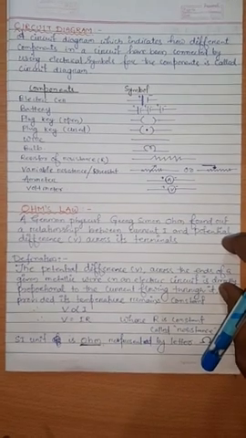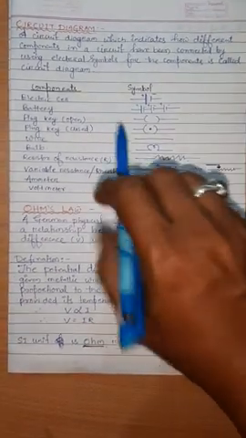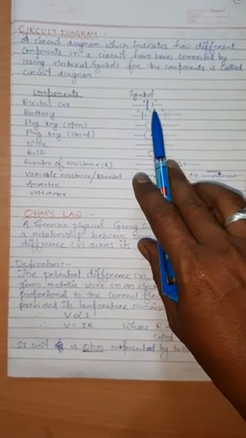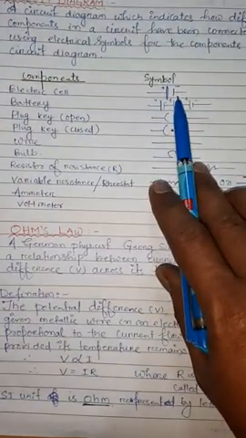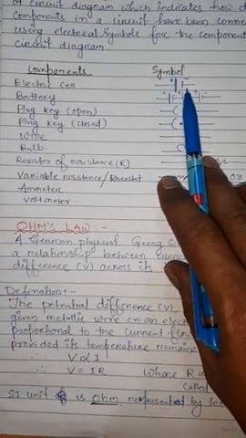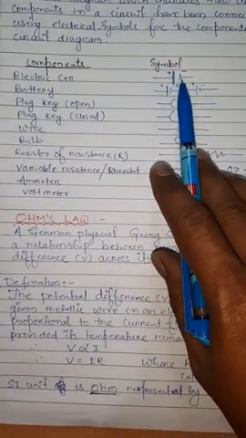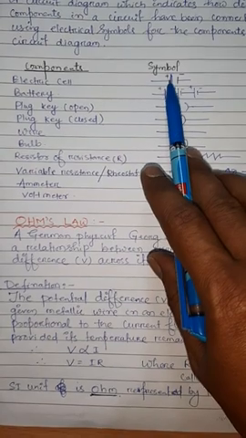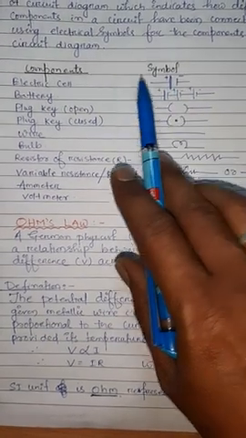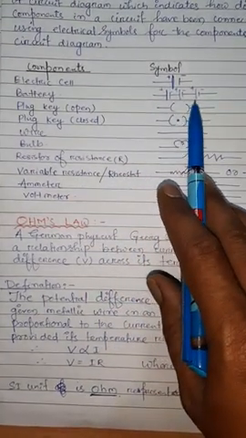So here you can see the electric cell. The electric cell is shown by this symbol. You can easily observe the symbol: a dash line, a big line and a small line. The big line is positive and the small line is negative. Similarly, battery: a number of cells is called a battery.